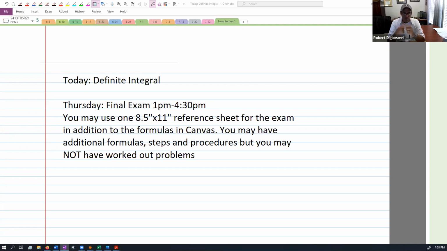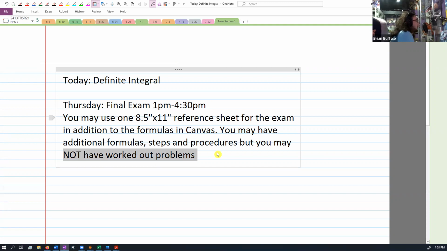And then you can also use one reference sheet for the test. So you just need to make that, and you will submit that with your work. Get that prepared before class, and just make sure that it does not have any worked out problems. That's the big thing. No worked out problems.